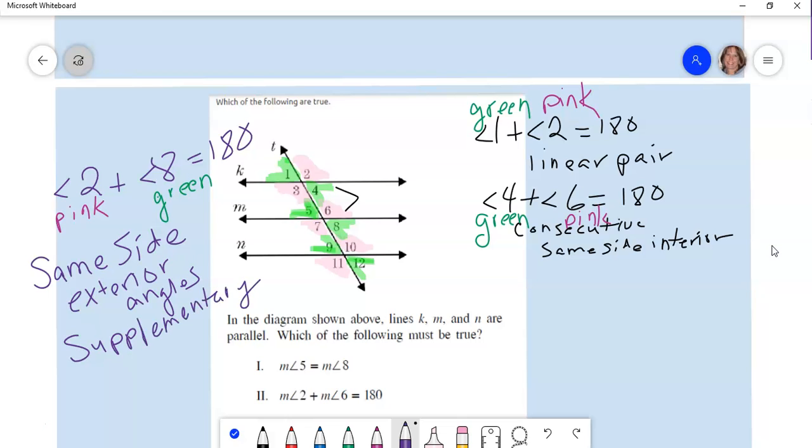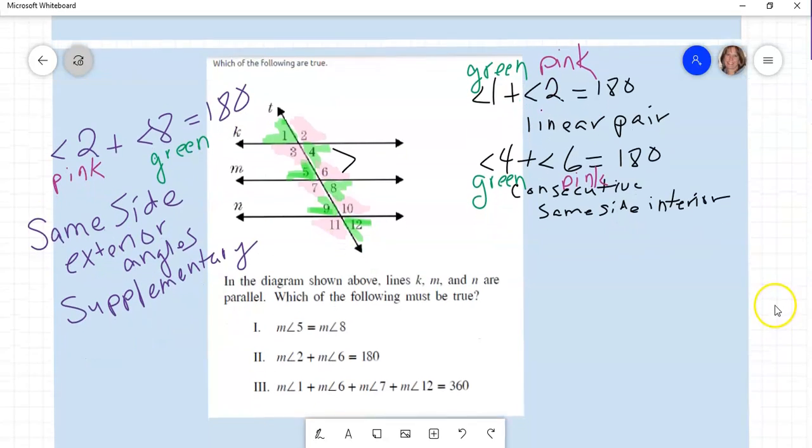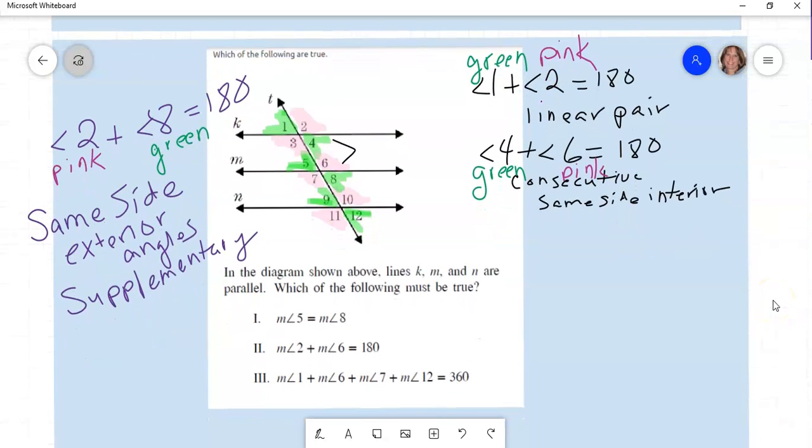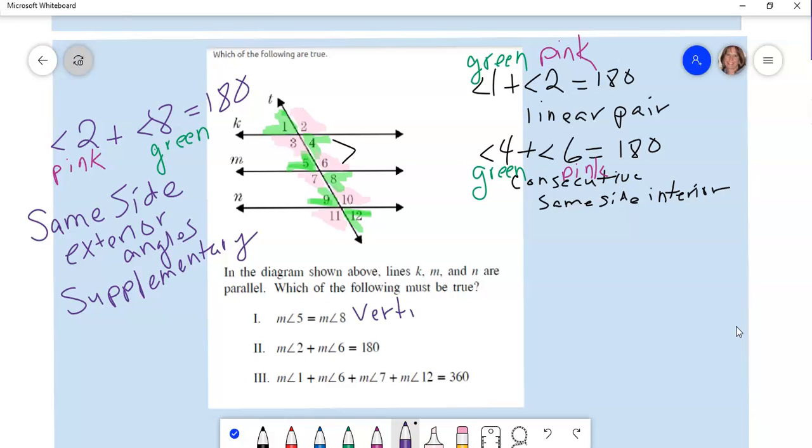So now applying all of that to our problem down here. All right, so let's look. What did they give us? We have angle 5 and angle 8. What do we know about 5 and 8? Well, angles 5 and 8 are vertical. So they are congruent. So this statement is true.